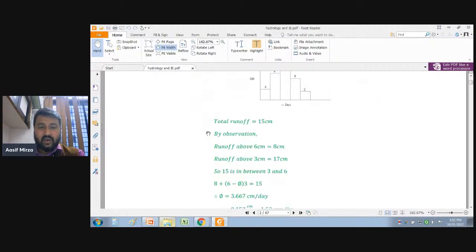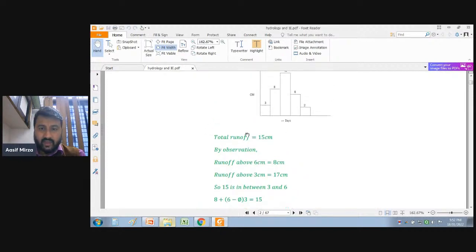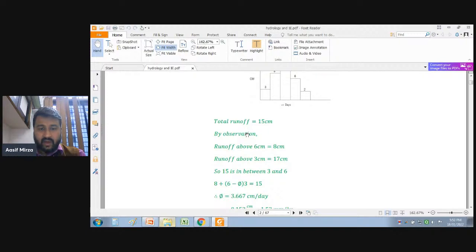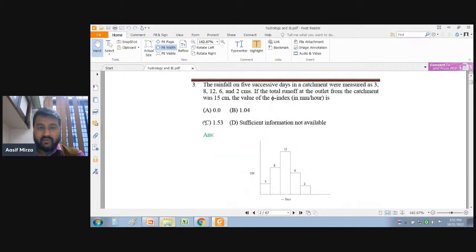So you can see here the total runoff is given as 15 centimeter, and by the observation, runoff above 6 centimeter is 8 centimeter, runoff above 3 centimeter is 13 centimeter. Okay. And 15 is in between 3 and 6. So 8 plus 6 minus 5 into 3, we will get the value as 15. So 5 is unknown here, so 3.667 centimeter per day, and then you have to convert this into centimeter per hour or mm per hour, so you will get the value as 1.53 mm per hour. So option number C will be the right answer for this.